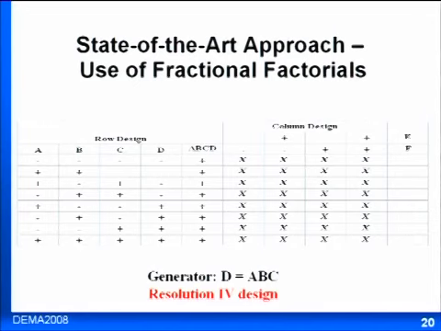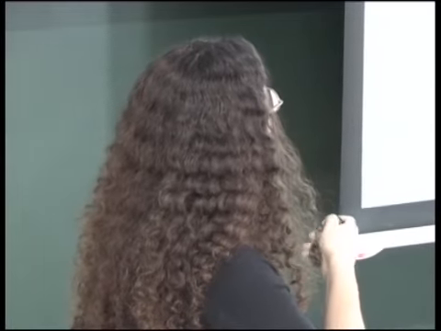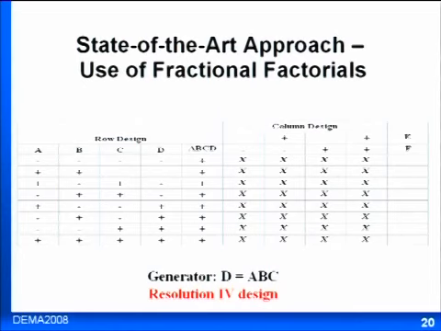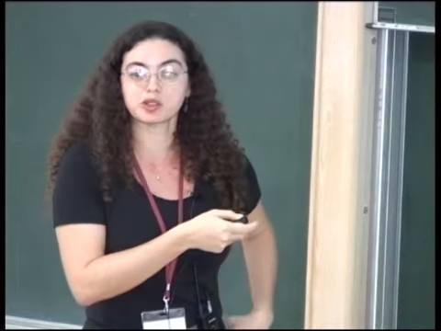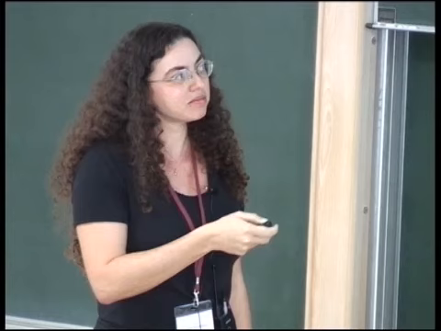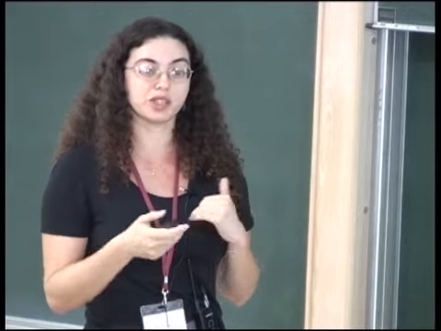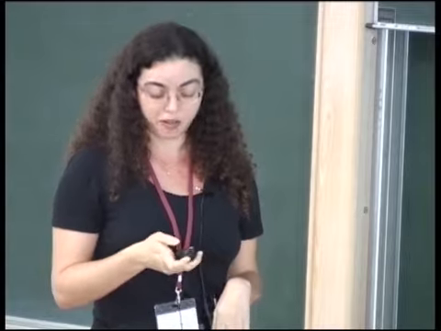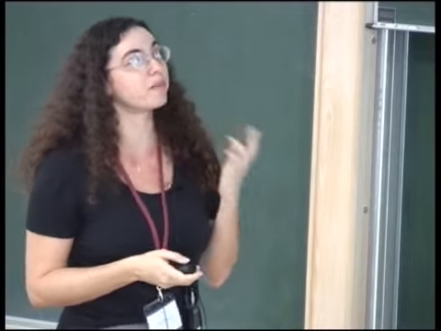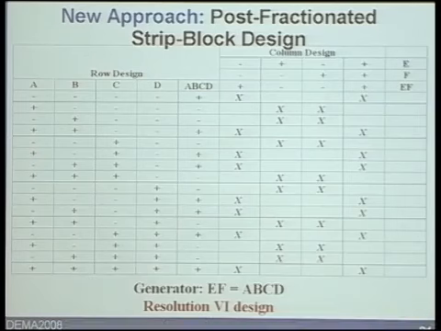The consequence of this is that you get a resolution 4 design. It's the maximum resolution we can get working with a half fraction in the row design. But you have a different approach. Instead of taking a fractional factorial on the row design or on the column design, we are proposing to get a fraction on the combined design. That's why we are calling it a post-fraction. After the combination of the 2 designs, we are going to select a fraction. So that's what we call a post-fractionated strip block design.